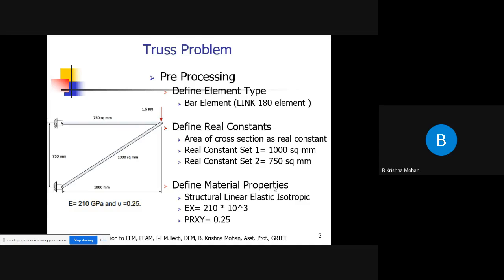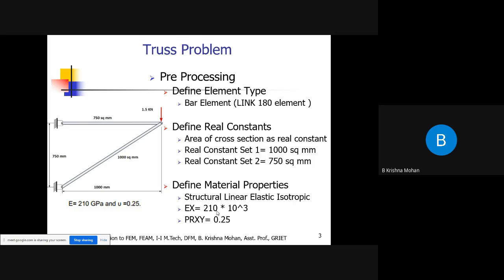So here, since you have only limited data, they provide you with Young's modulus and the Poisson's ratio. So using this data, you can only choose linear elastic isotropic material. Since this problem is structural, you can use structural, linear, elastic, isotropic material, and you need to provide Young's modulus. Generally, it is represented as Ex.